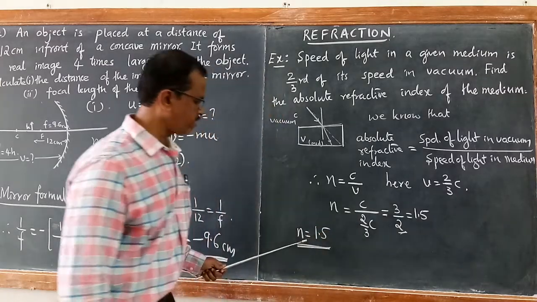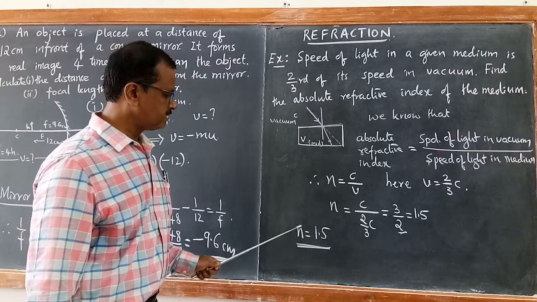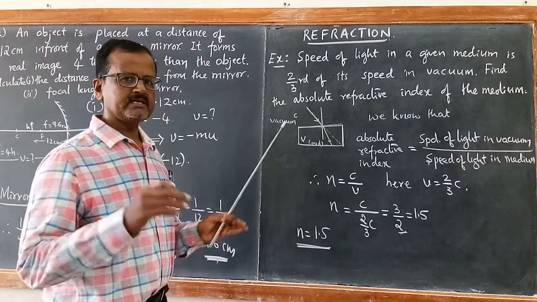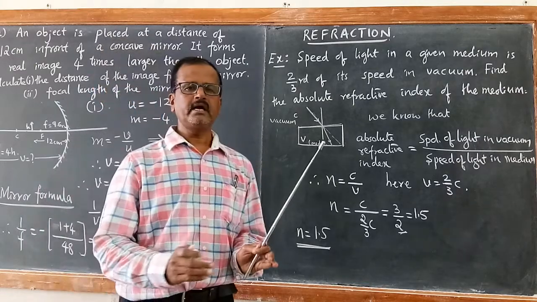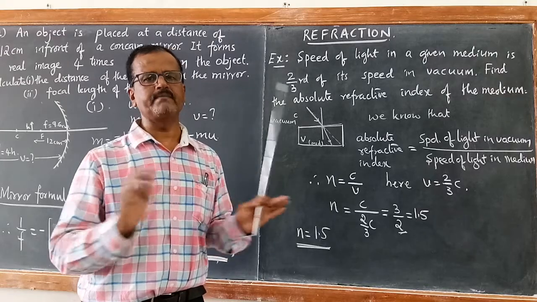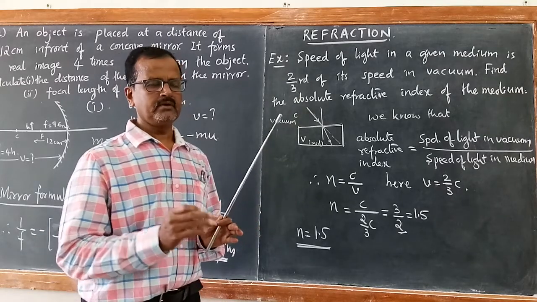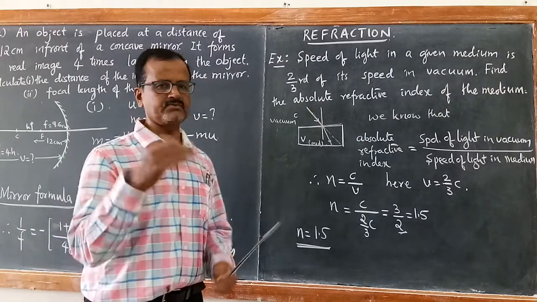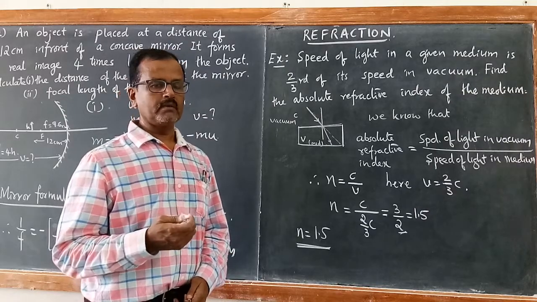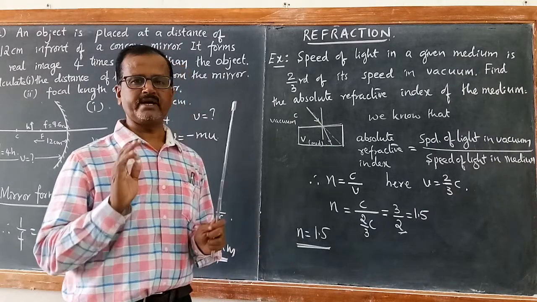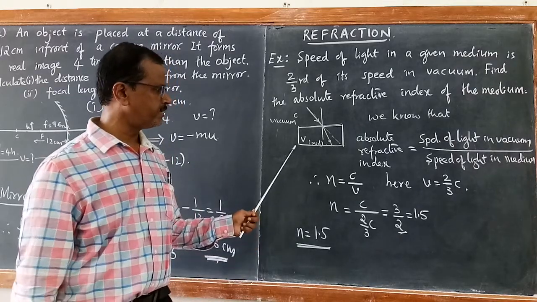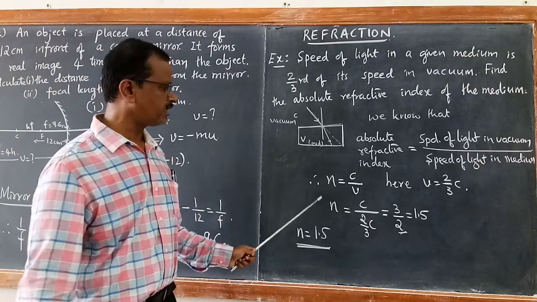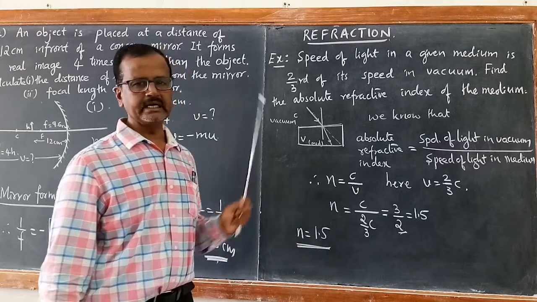If we are not writing any suffix here, it means it is always with respect to vacuum. Sometimes we take vacuum as well as air. The speed of light in the air and speed of light in vacuum, we take it almost the same. Refractive index of air, if you see, it is 1.0003, and refractive index of vacuum, if you take, it is 1. So almost we take speed of light in air and speed of light in vacuum as same. Therefore, refractive index of a medium with respect to vacuum or air is called as absolute refractive index.